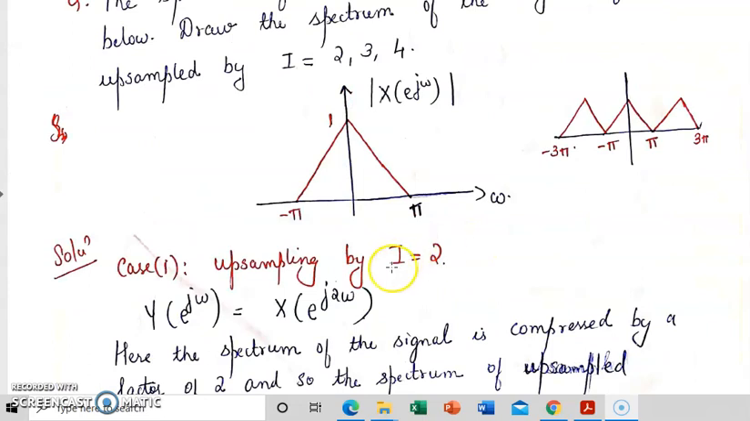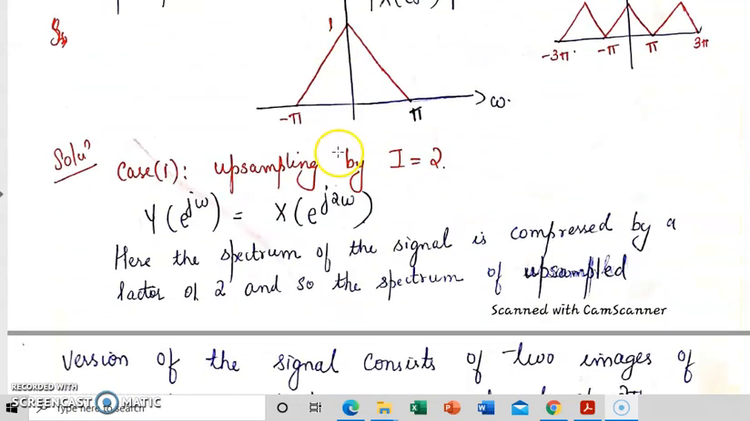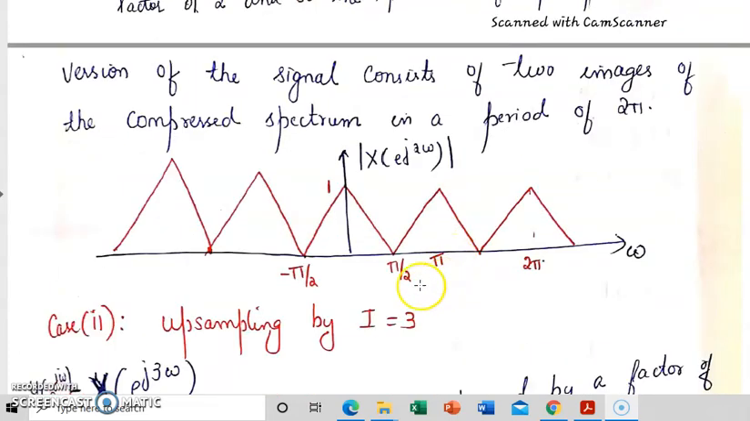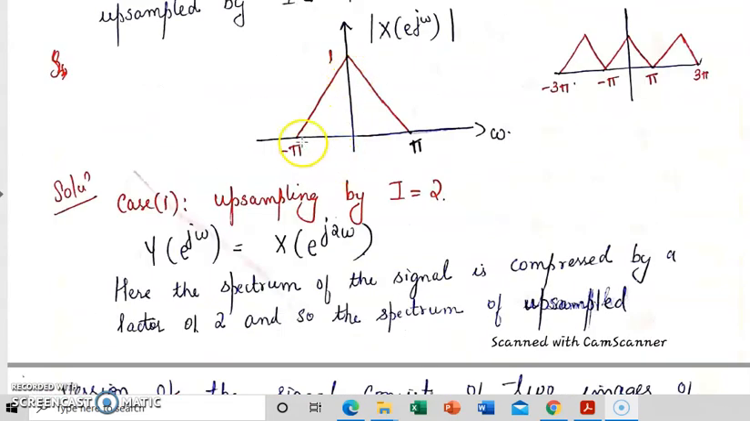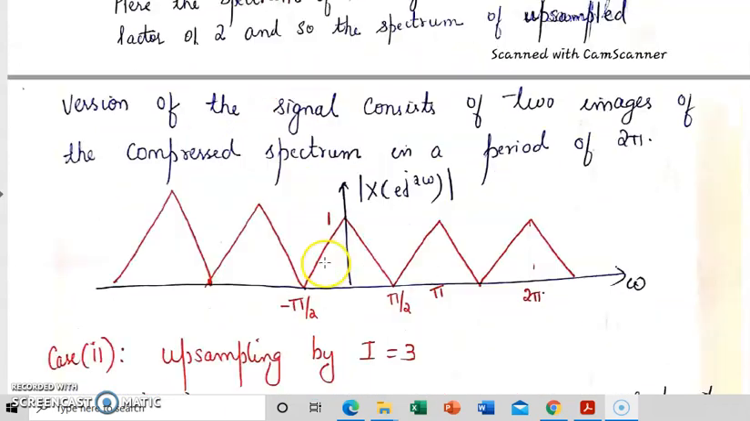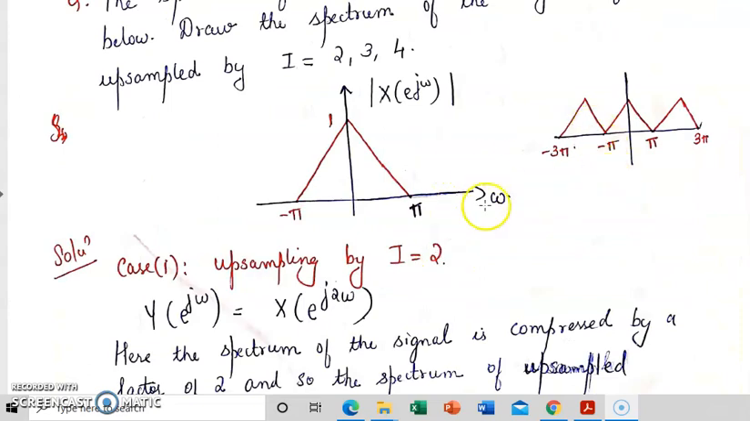Okay, so you just need to compress it. What do you do? Divide this frequency or this point by I. So this pi becomes pi by 2 here. Minus pi by 2 will become minus pi by 2. Okay, and so on. So you can extend this.